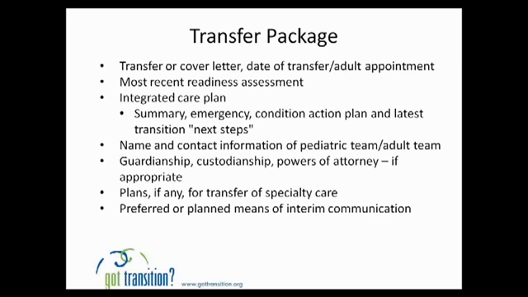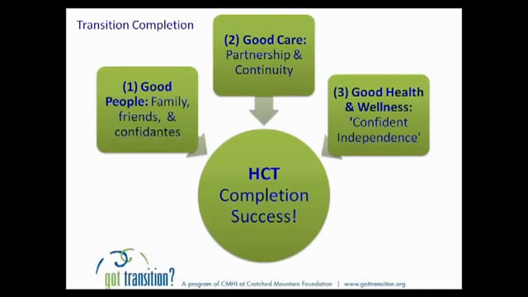patient and the family. If the patient has a guardian, power of attorney, custodianship, something like that, those documents should be included. And then there should also be any plan for what happens with specialists, not just primary care. And then there needs to be a plan for what happens in the interim time between the last visit with the pediatric provider and the first visit with an adult provider. What's the patient going to do if there's an emergency that arises during that time? How is communication going to happen?